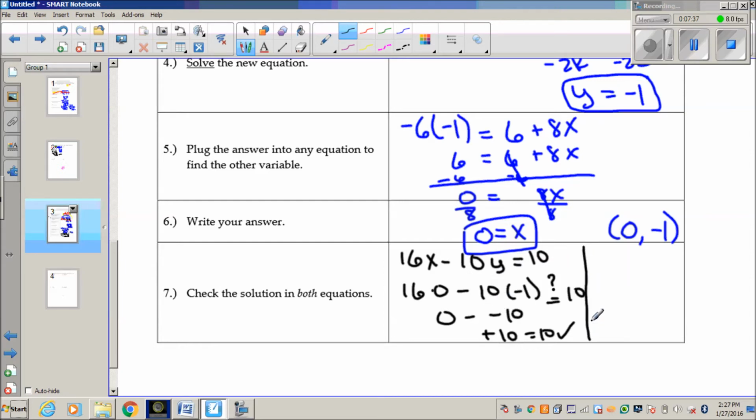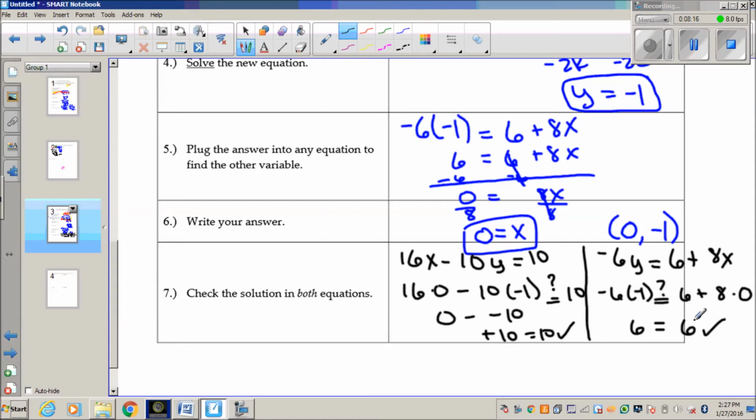Now I'm going to take a look at the other equation. The original form, which was negative 6y equals 6 plus 8x. Negative 6 times negative 1. Does this equal 6 plus 8 times 0? Well, negative 6 times negative 1 is 6. This is 6 plus 8 times 0, which is 0. So 6 equals 6? Yes. So I can be confident that we have the correct answer. X equals 0, y equals negative 1.